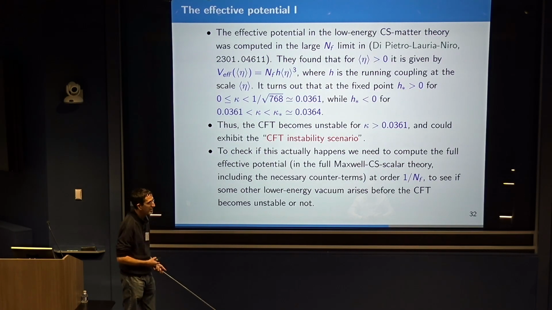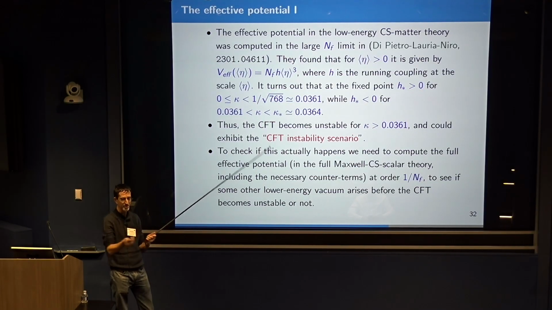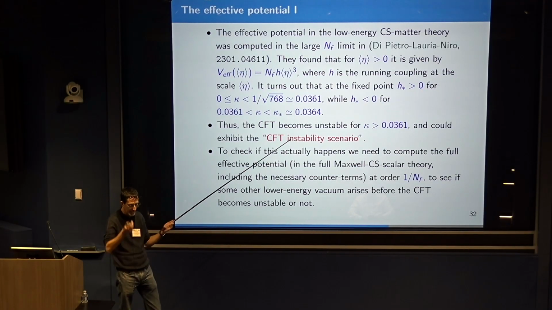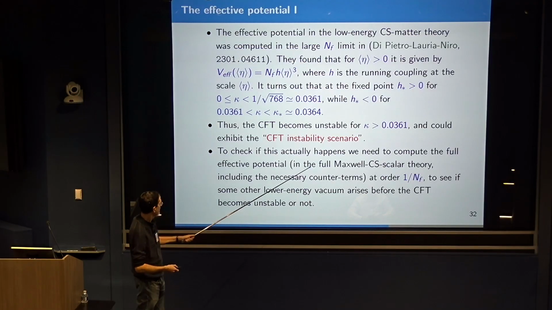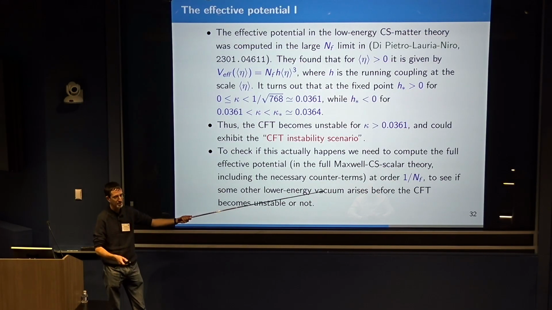But again, our question is what happens in this case for the full RG flow starting from the Maxwell Chern-Simons theory, where we could also have interesting things going on at the scale of the gauge coupling. So for that, we have to analyze the full effective potential in this theory to see if maybe we would have some other low energy vacuum.